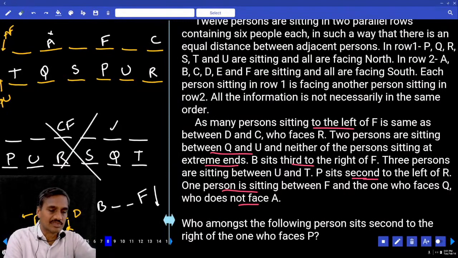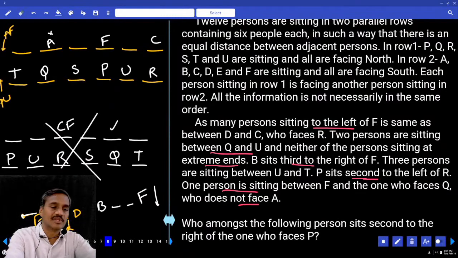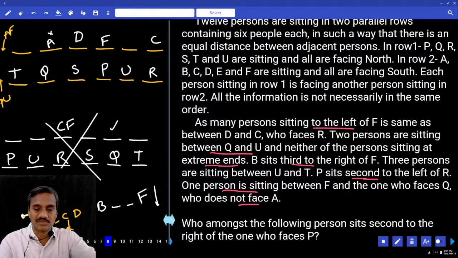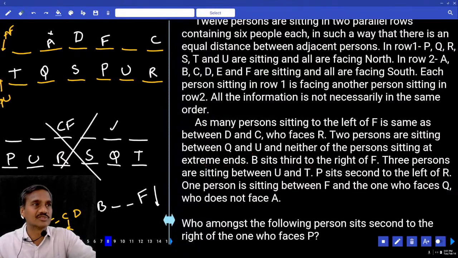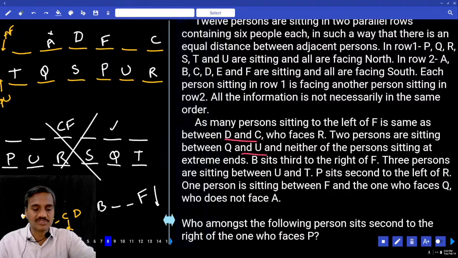Then the next one, the number of persons sitting to the left of F. Tell me how many are on the left-hand side of F. And to the left of F there are two people. Hence there must be two people between C and D. D must be here. First statement: as many persons to the left-hand side of F as the number of persons between C and D, and C faces R. C and R are opposite to each other.